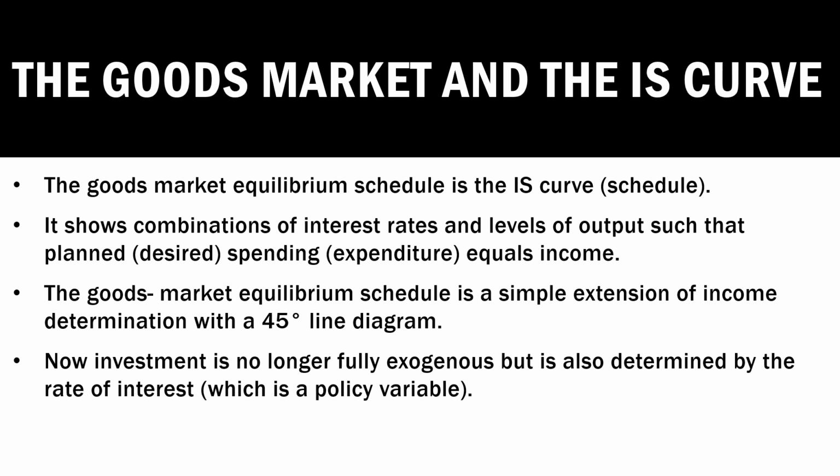The IS schedule represents the goods market. Now, it shows the different combinations of interest rates and levels of output so that the planned or desired spending or expenditure equals income. The goods market equilibrium is a simple extension of the income determination with a 45-degree line. Now, investment is no longer fully exogenous, but is determined by the rate of interest, which is a policy variable. Here I stands for investment and S stands for saving.